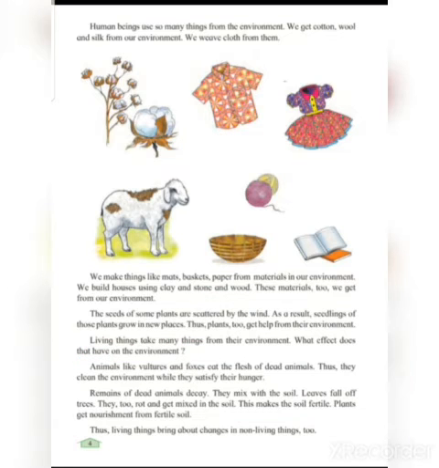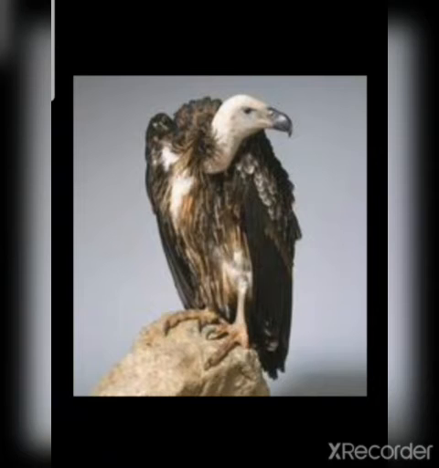See next paragraph. Animals like vultures and foxes eat flesh of dead animals. Thus, they clean the environment while they satisfy their hunger. Okay. Do you know vulture? Wait, I'll show you the picture of vulture. See here, children. This bird is vulture. So these animals like vulture and fox, what they eat is the flesh of dead animals. When the animals die, they eat their flesh.